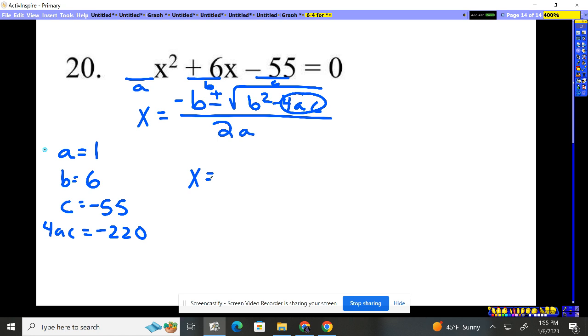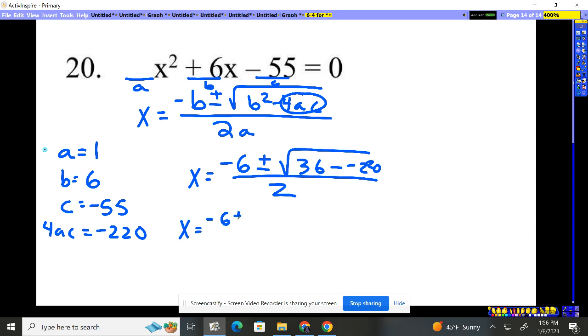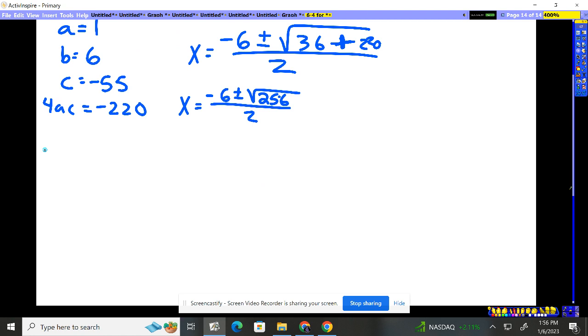Okay? So what do we get? We have x is equal to the opposite of b. Opposite of b is negative 6, plus or minus b squared. 6 times 6 is 36, minus, this is negative 220, so minus a negative 220, all over 2 times a, which is 2 times 1 is 2. So negative 6 plus or minus, that minus and negative is going to change to what? Plus, and that's going to be 256 over 2. That's a perfect square. So what I mean by that is the square root of 256 is 16. So we have negative 6 plus or minus 16 over 2.